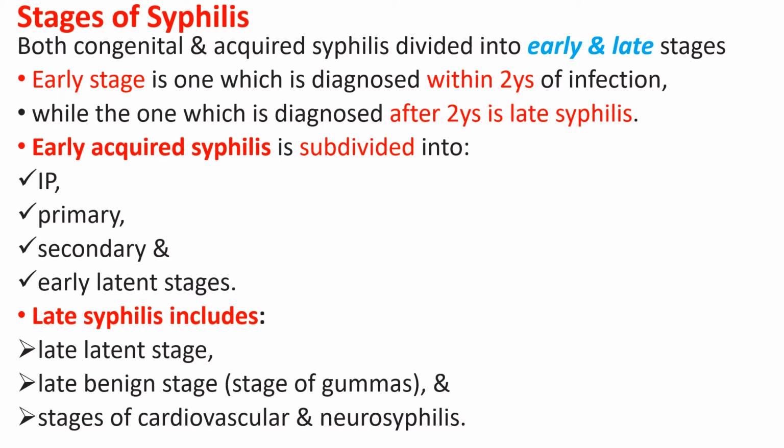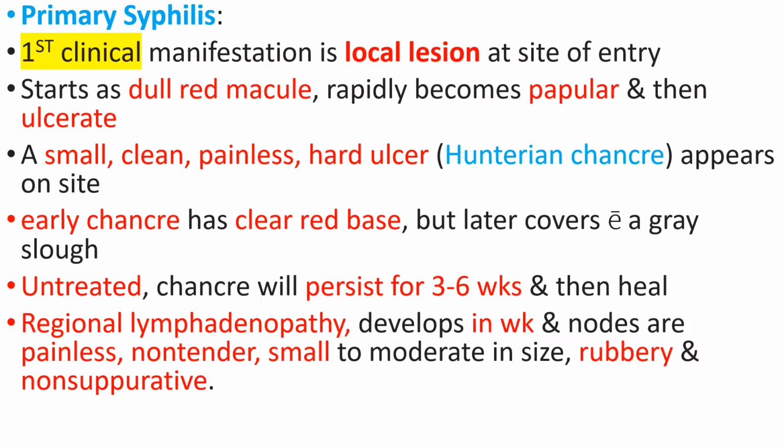Late syphilis includes the late latent stage, the late benign stage, the stage of gumma, and the stages of cardiovascular syphilis and neurosyphilis. Late syphilis has 3 stages: late latent, late benign, and complications, cardiovascular and neurosyphilis.